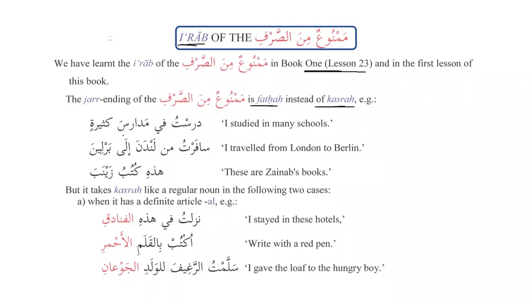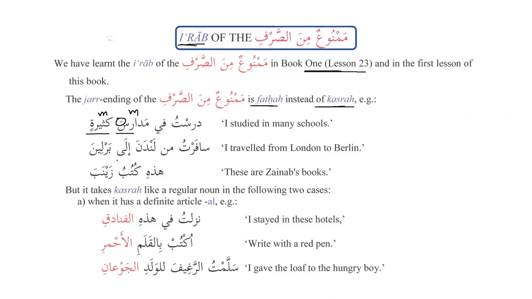Darastu fi madarisa kathiratin. I studied in many schools. So we can see that madarisa here is majroor with fatha. It does not accept kasra. And this is mawsuf and kathiratin is sifa. And we know madaris is a broken plural. That's why the sifa is singular feminine. So now both of them are majroor. Madaris is majroor and kathira is majroor. But we can see here madaris refuses to accept kasra. Why does it refuse to accept kasra? Because it is mamnu min as-sarf, because it's on the pattern of mafa'ilu.